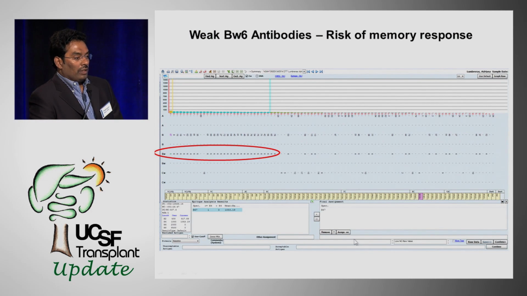So the problem is most of the time we cannot even detect these antibodies. You can see all this clumping into this one corner, but the MFI values are less than 1,000, very weak MFIs. So most of the time we don't even call these antibodies, but they are in the bloodstream, so it can trigger the memory response.